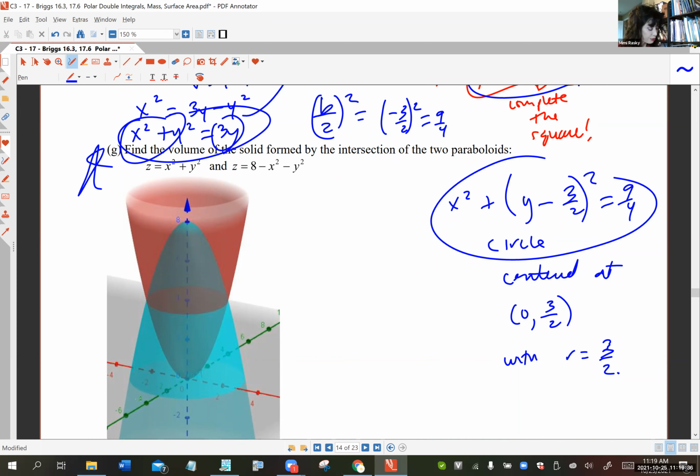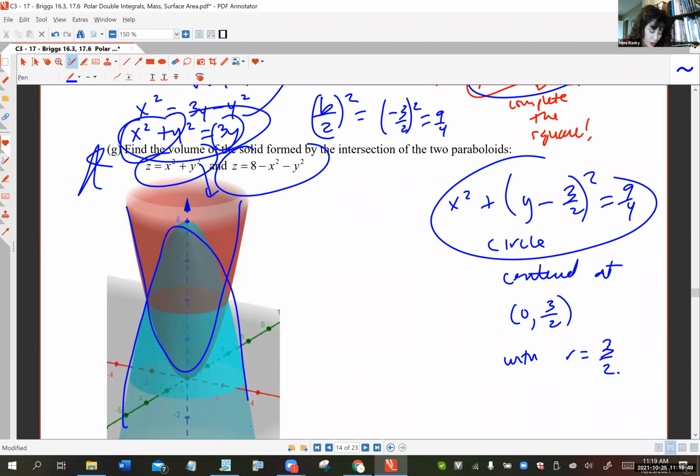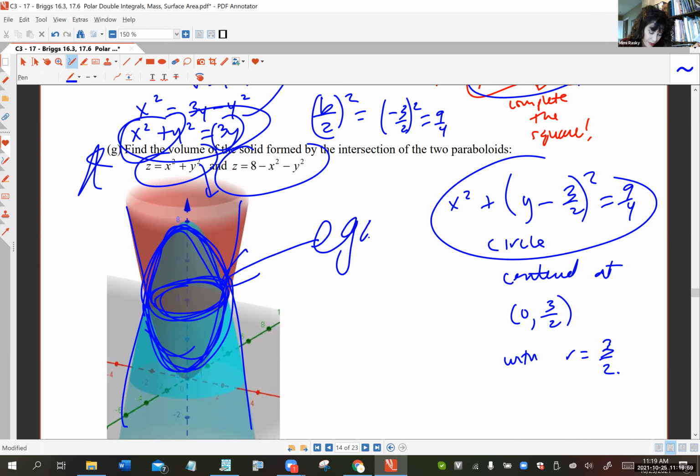So this is an example of that. And there's a picture of it. So there's this z equals x squared plus y squared is the red paraboloid. And then z equals 8 minus x squared minus y squared is the turquoise paraboloid. And where they both intersect is this solid right here, which looks kind of like an egg. They want us to find the volume of that egg. This is a little bit harder of a problem.